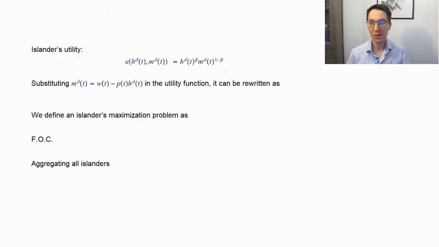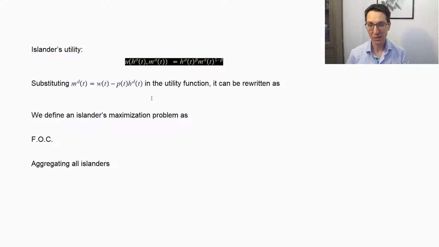Let's continue describing the Easter Island market. We were just about to write the Islander's maximization problem. As a reminder, the utility of the Islander is U_t equals H^D_t to the beta, the harvest demanded, multiplied by M^D_t to the 1 minus beta, the other good demanded. And we directly substitute M^D_t to write it in terms of the demand for harvest only.